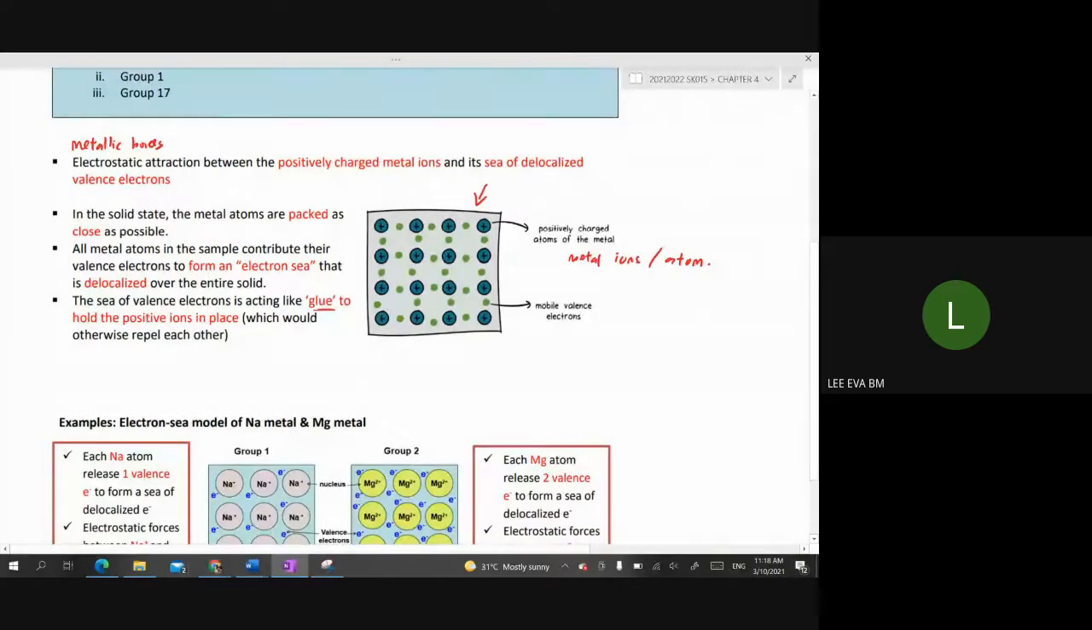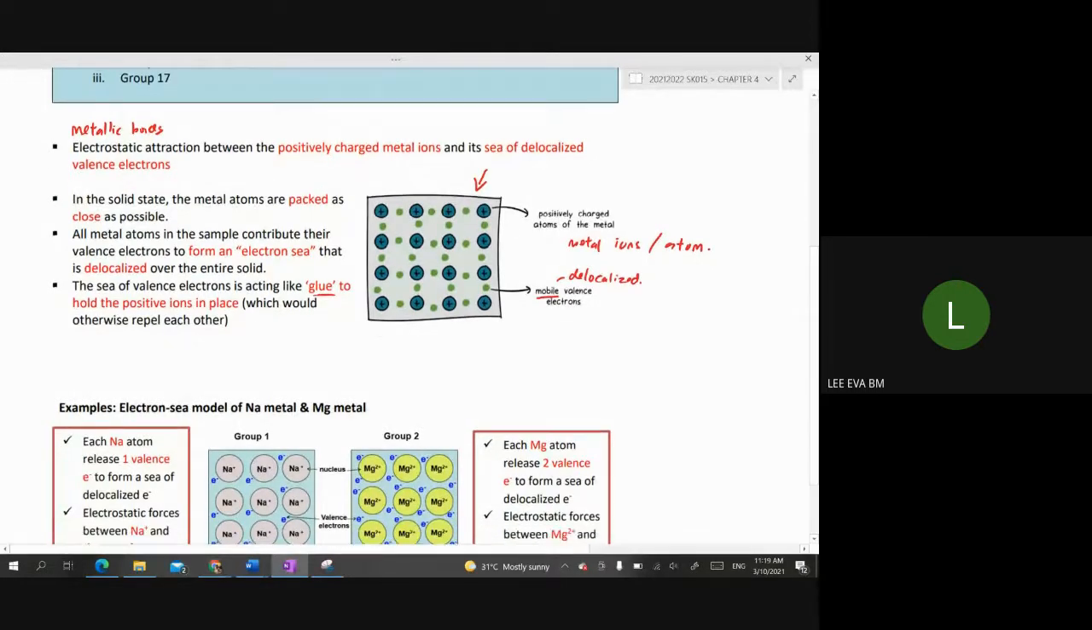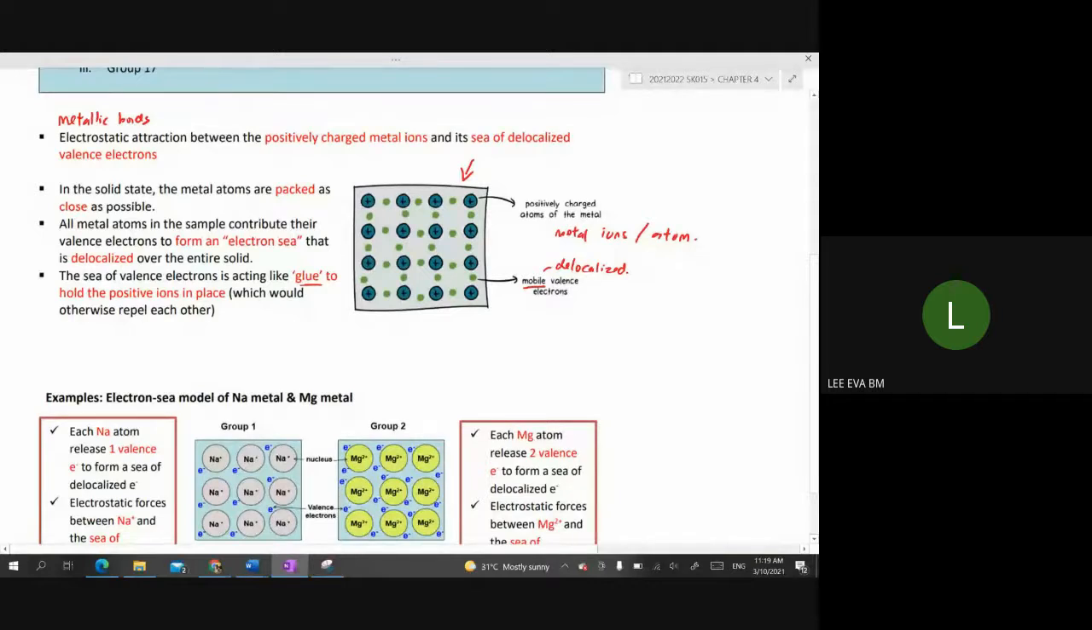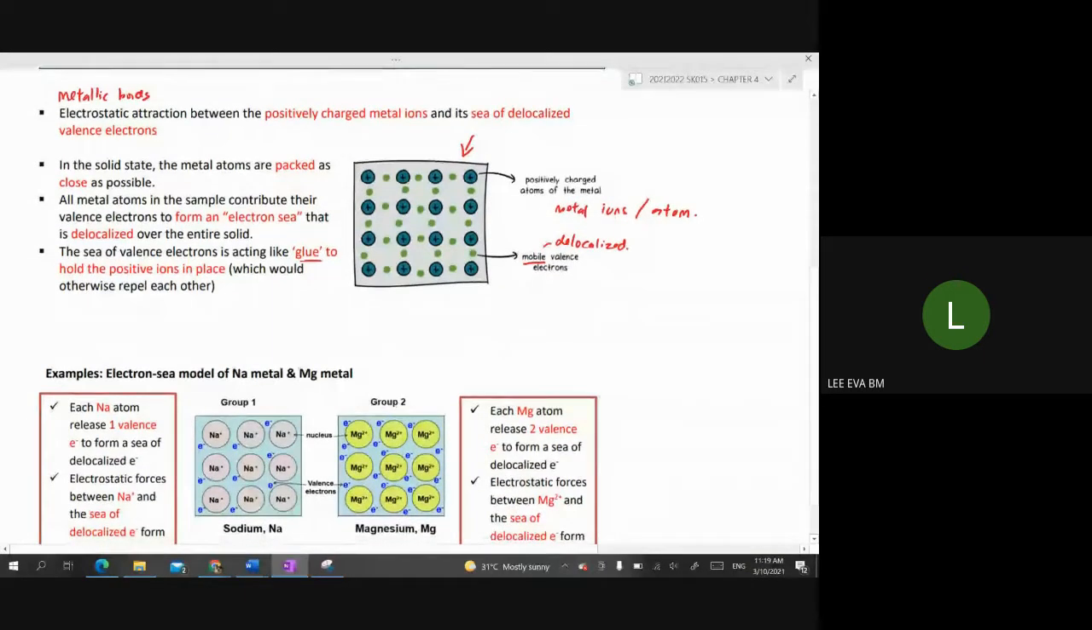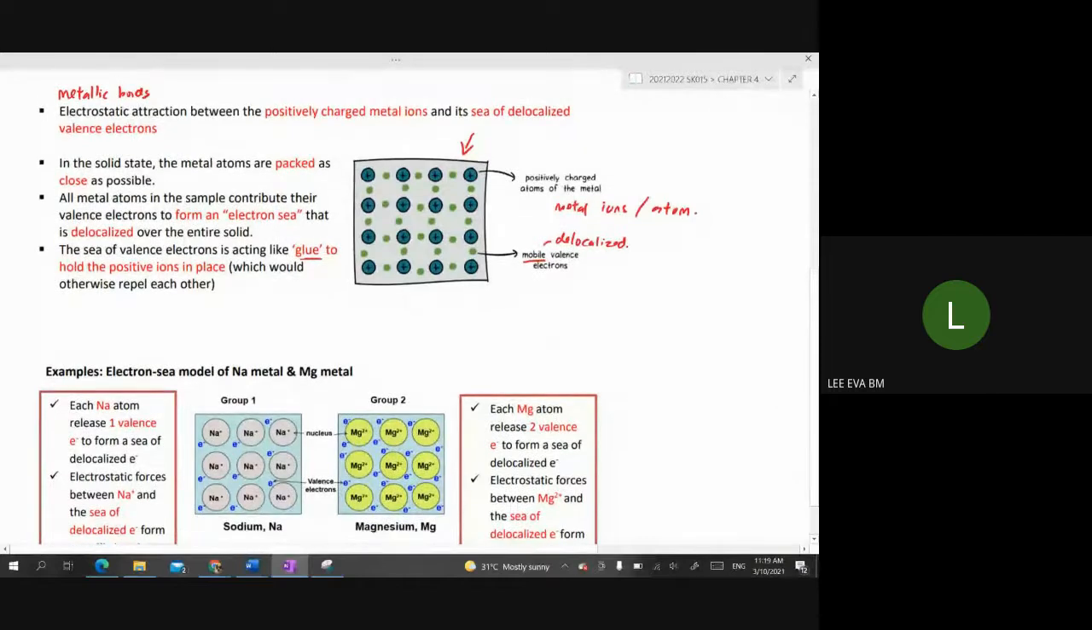So what it means by delocalized is that the electrons are free to move around. Okay, in other words, we can say mobile electrons. Delocalized means the position is not fixed, while localized means the position is fixed. So this sea of valence electrons is acting like glue, holding the metal ions in place. That's why the metal is present as a solid. Okay, so this one is just the general idea of your electron sea model.